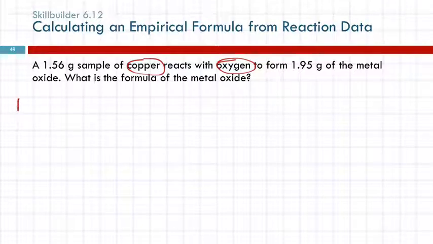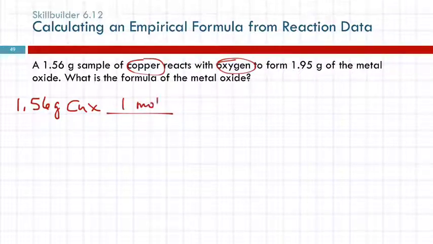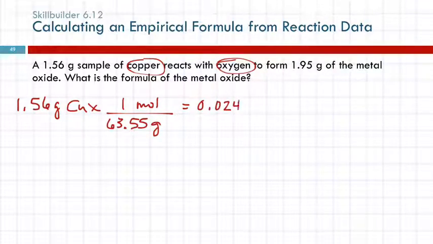Well, they gave us the mass of copper, 1.56 grams of copper. Well, let's convert that to moles. 1 mole of copper, 63.55. So 1.56 divided by 63.55 gives me 0.024547 moles of copper.